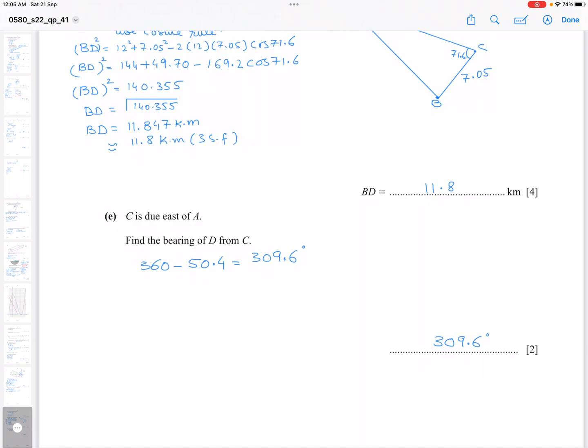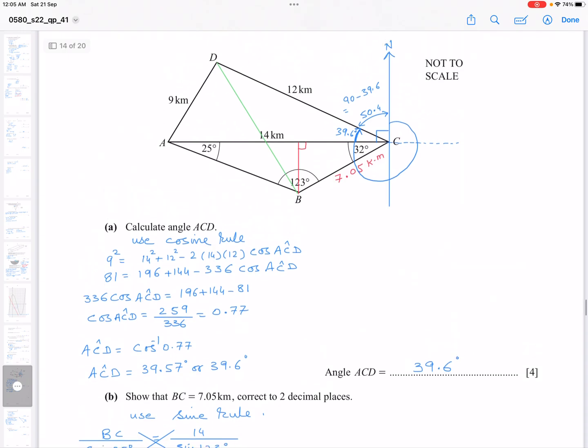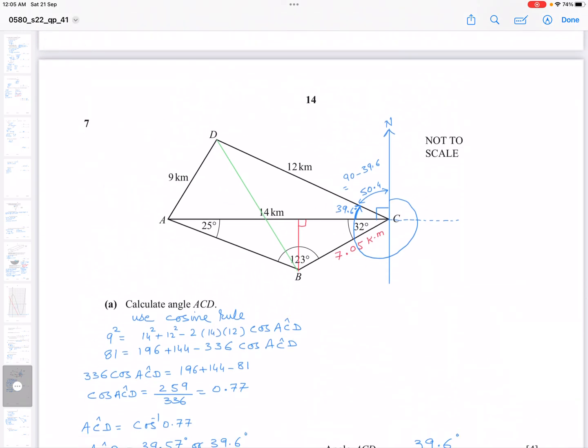C is due east of A. Find the bearing of D from C. So make a bearing with the blue. I have drawn it, and clockwise from the north you have to mark arrow up to the line CD. So this angle you have to find.